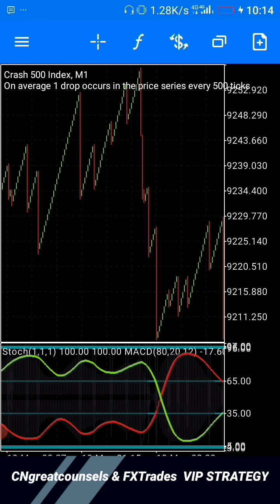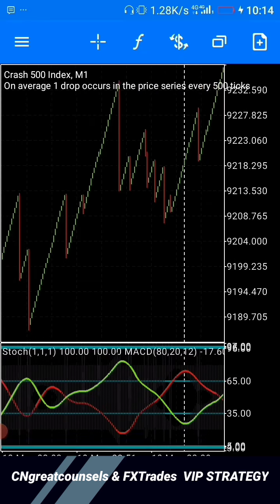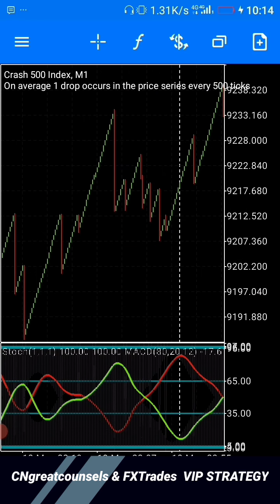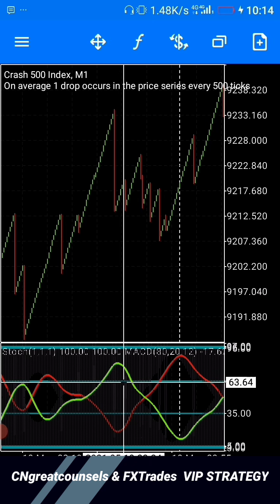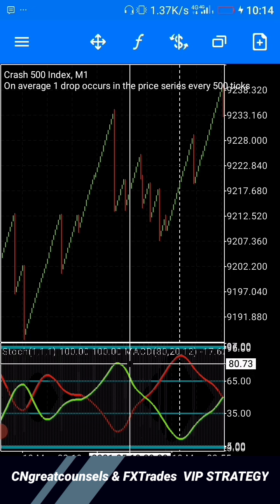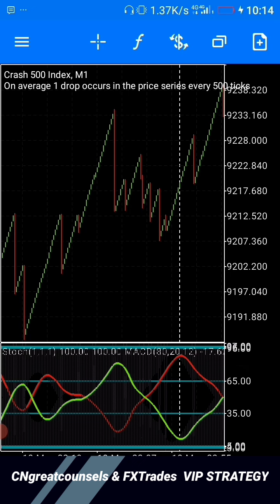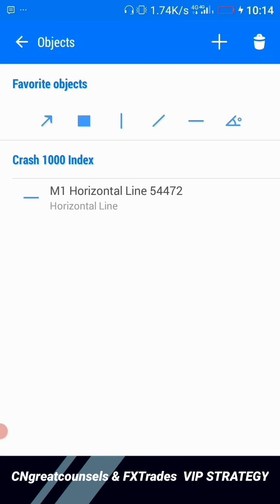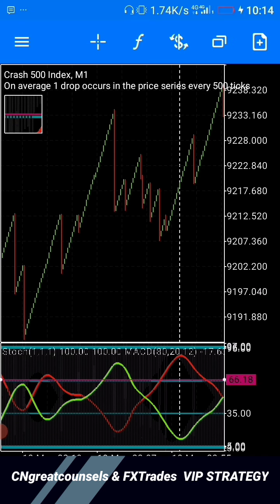Okay, now let's keep backtesting. Remember that the loops must be above the 65 mark. Now look at this place. This is Crash 500. Okay, if you had placed, let's just place the horizontal line so that you see exactly what I mean.